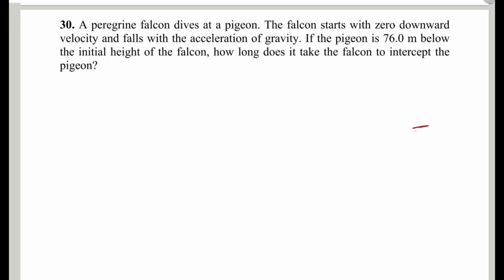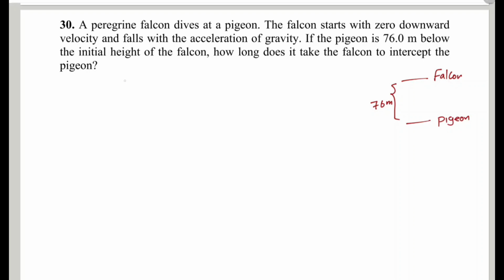The pigeon here is 76 meters below the height of this falcon. So this is the falcon and this is the pigeon. The distance between them is 76 meters, and the falcon dives free falling with the acceleration of gravity, 9.8 meters per second squared. In this case, how long does it take the falcon to catch the pigeon?